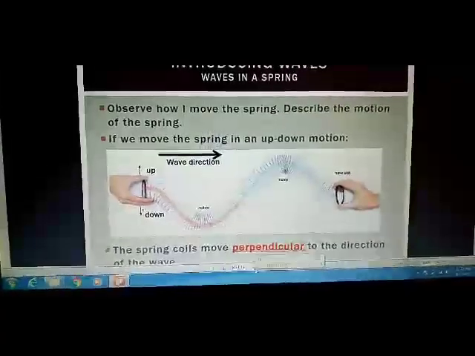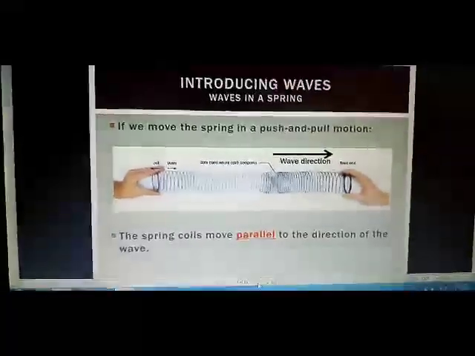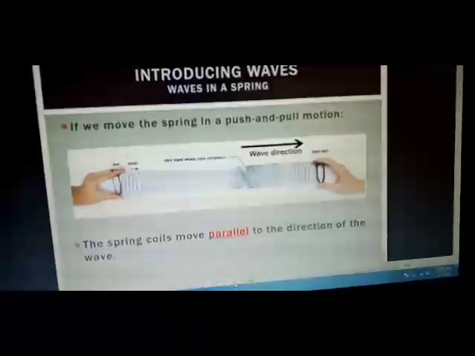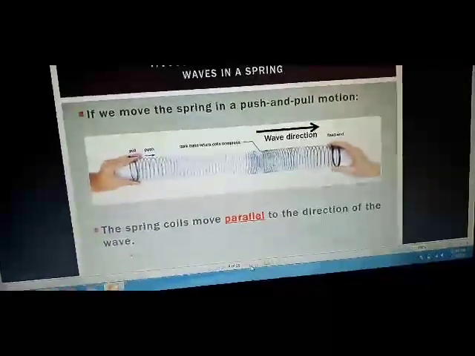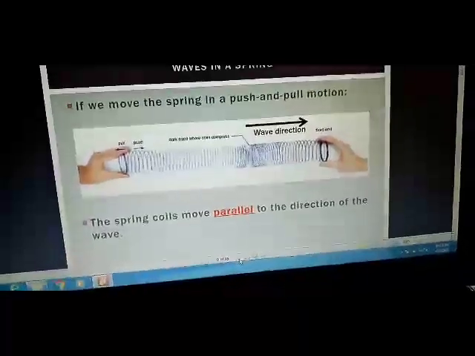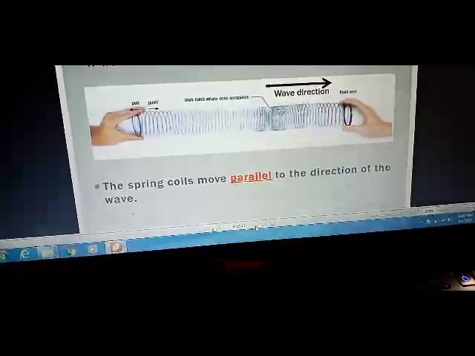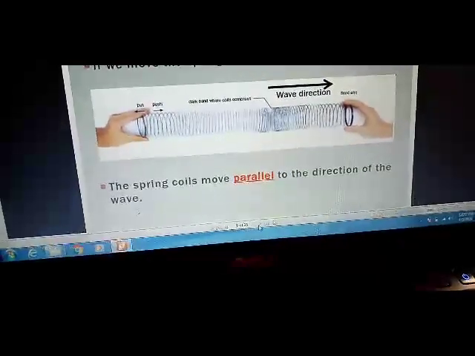So they are perpendicular to each other. Now in the next, we see waves in a spring. If we move the spring in a push and a pull motion, then the wave direction is shown by an arrow, and the push and pull is forward and backward. So the spring coils move parallel to the direction of the wave.